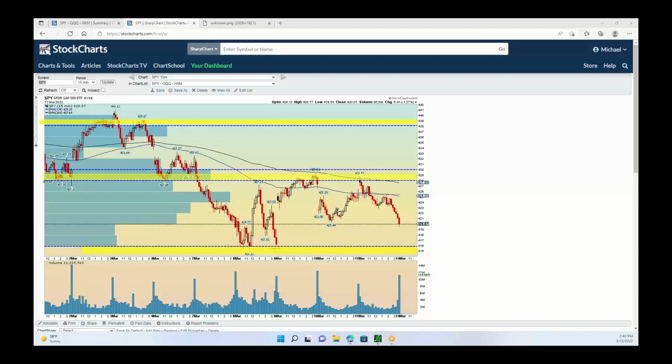Friday was a perfect opportunity. Bounce into the supply overhead again, the 430. We really never recovered early. And then in the afternoon, we saw the sell-off, which was also correlated with the tick.